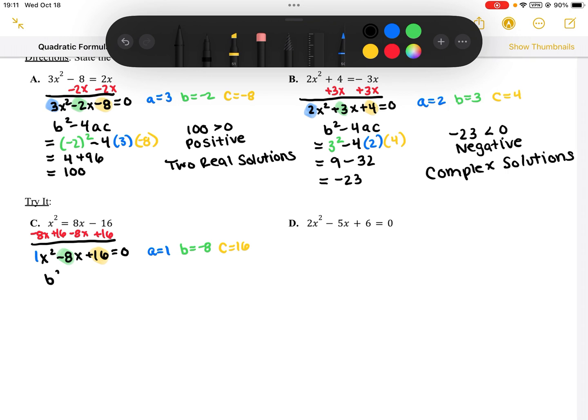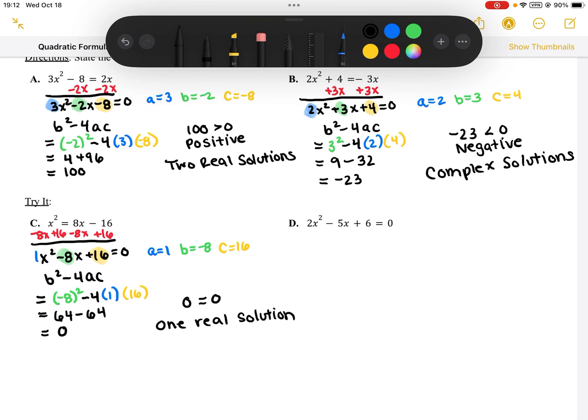Now I'm going to find my discriminant, b squared minus 4ac. b is negative 8, so negative 8 squared minus 4ac. Negative 8 squared is 64, minus 4 times 1 times 16 is 64. 64 minus 64 gives me 0. So here, my discriminant equals 0. That means I am going to have one real solution.